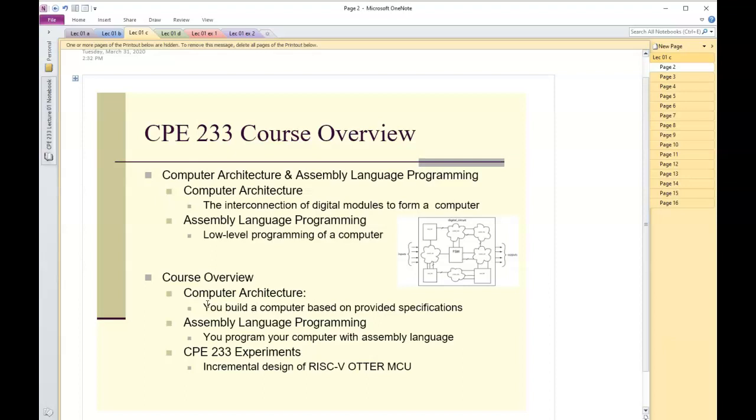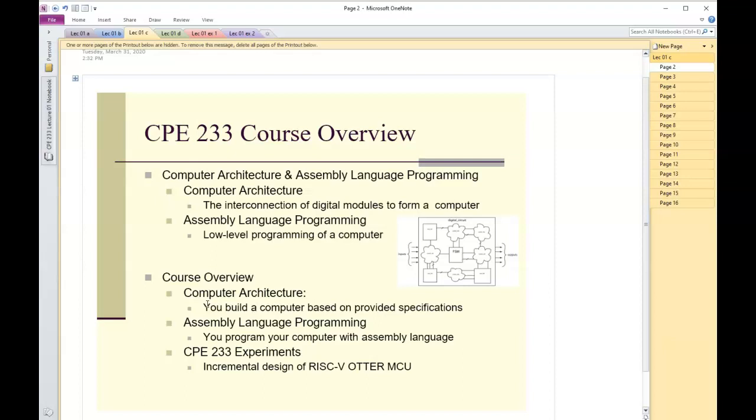Essentially, to be able to do this, you need to understand how the computer is put together, which means you need to understand the low-level hardware. So the course itself is a notion of building a computer. We provide you with the diagram of that computer. You're not going to have to design it from scratch, but you're going to have to implement it, and by all means you're going to have to understand how those modules work together. Once you get it put together, you're going to be programming it with assembly language.